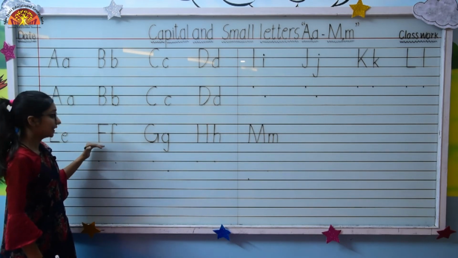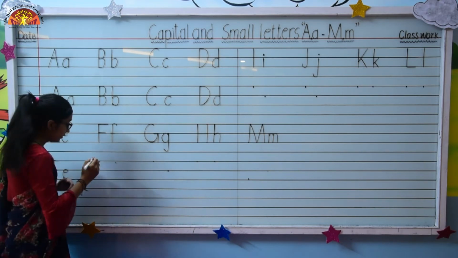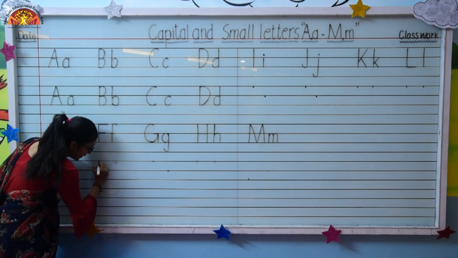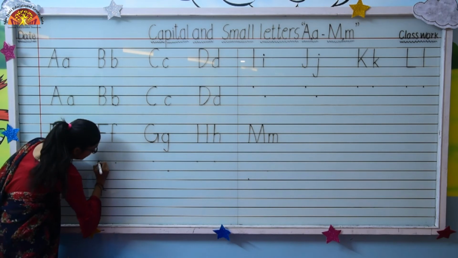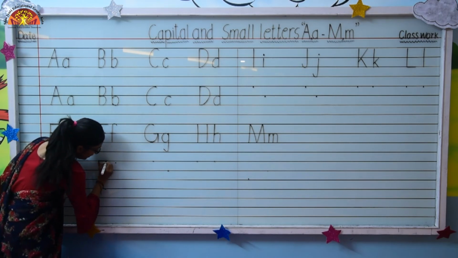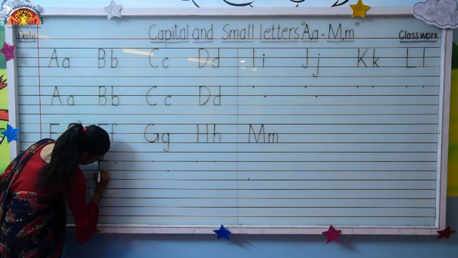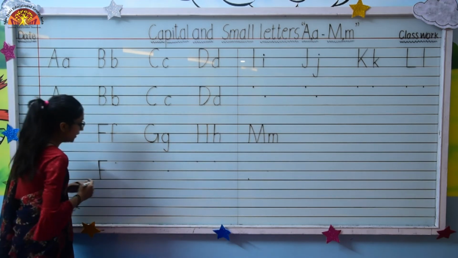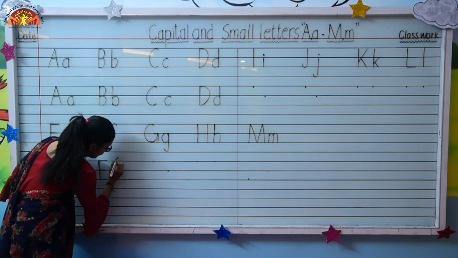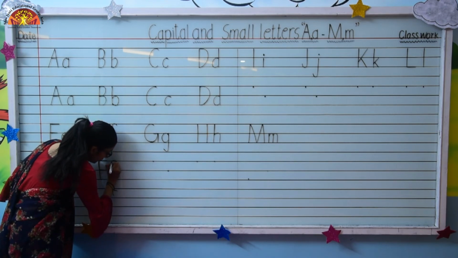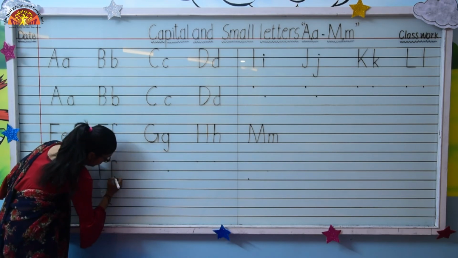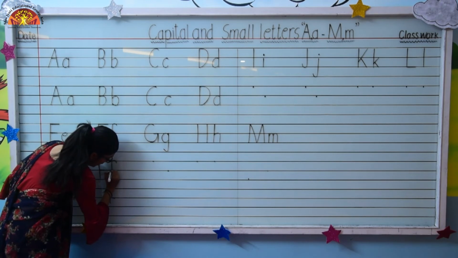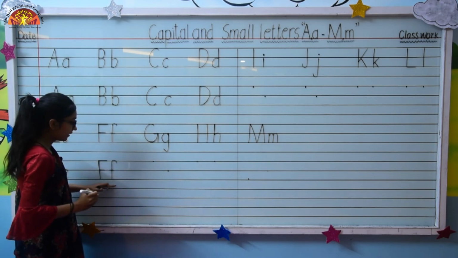Now move to next. This is capital letter F. Let's make it. Draw one standing line. Touch these lines properly. Small sleeping line. Again one more small sleeping line. Okay. Let's draw small letter F. Start from here. Loop, standing line, and one sleeping line on it like this.